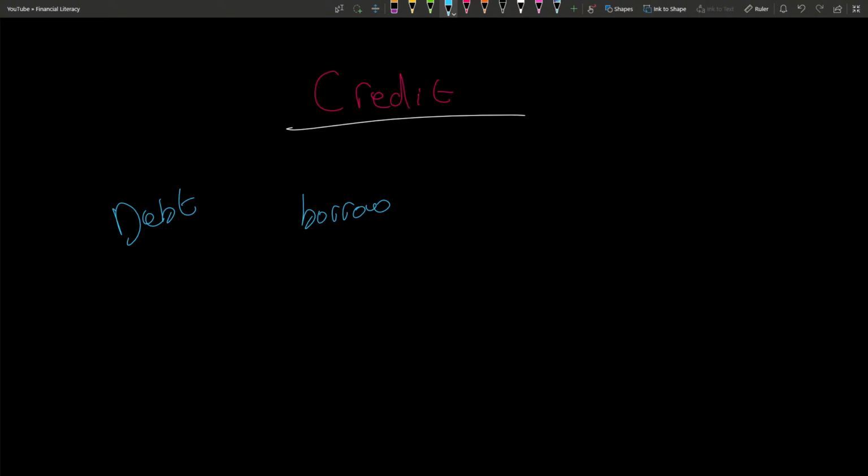So what is credit? Credit is usually linked with debt, and credit is how much you can borrow. It's not how much you've borrowed so far. That's what the debt part is, and that's how much you owe back. But credit is how much you can borrow.